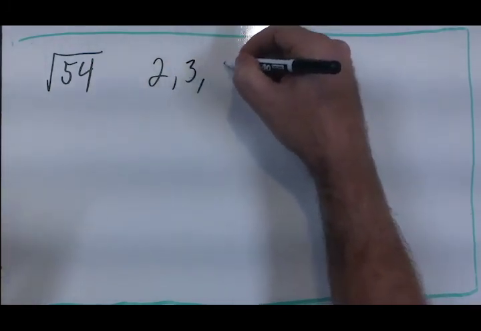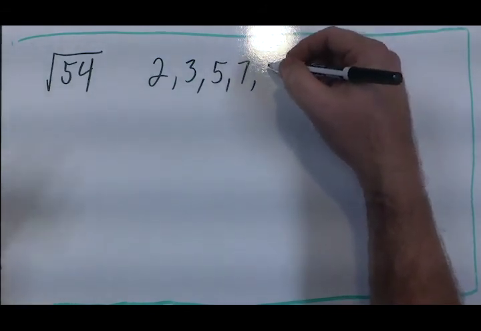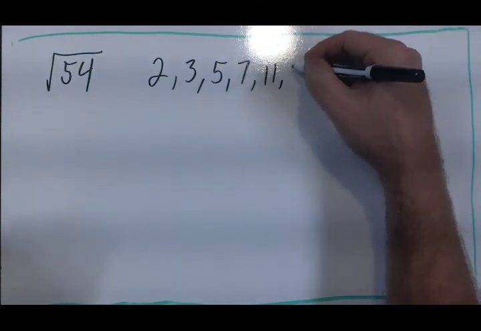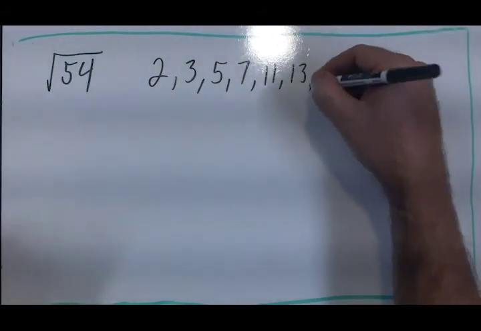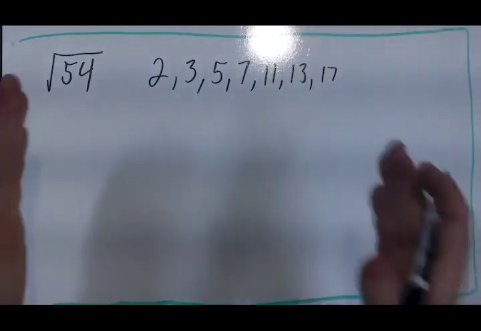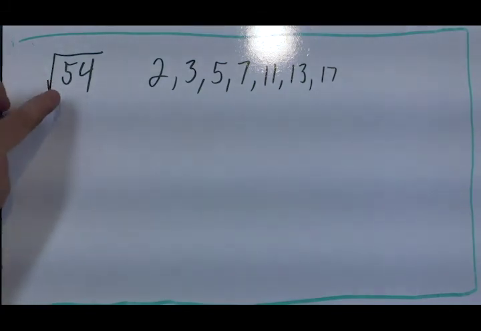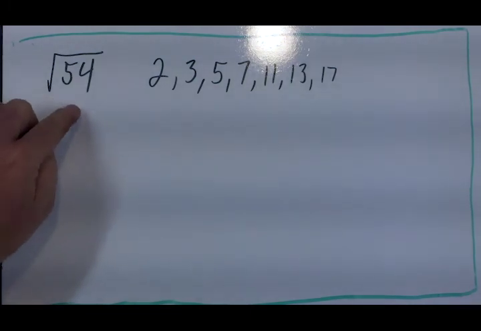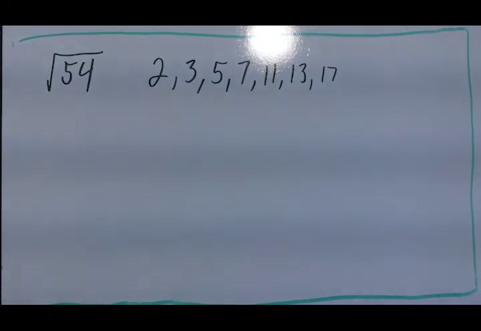So it's 3, 5, 7. 9 is not, because 3 times 3 would be 9. Then 11, 13, it's probably not going to go more than 13, but then 17. So I'm looking for these numbers. To simplify this radical, I'm going to break 54 down into its prime factorization. I'm going to break it down into these numbers.